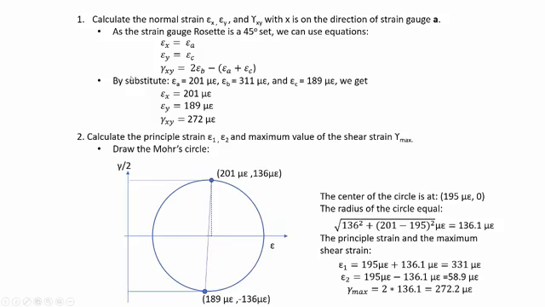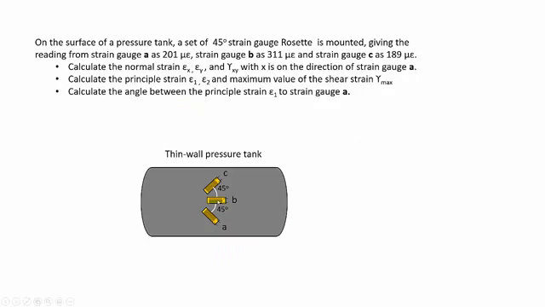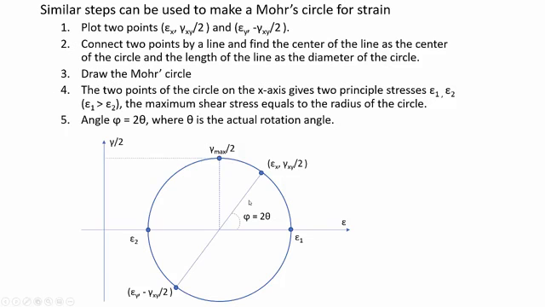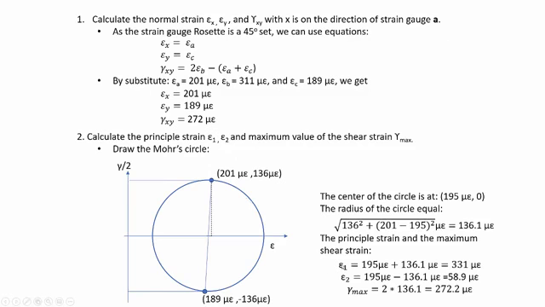If you look at this angle, the principal strain direction is actually very close to strain gauge B, so that gives us almost the same value. The first principal strain gave us almost exactly the same value as strain gauge B here.